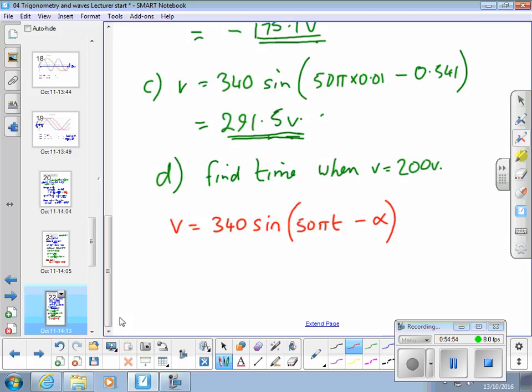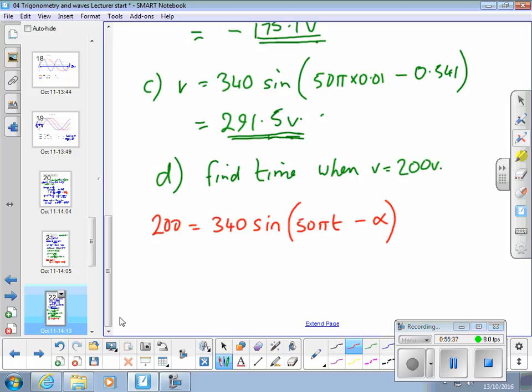Okay, I'm going to leave that as that. We want to find t. Let's replace this with the number 200. We want to find out when that equals 200. Remember, the brackets here contain a number that you're taking the sine of. So it's not quite the same as having x plus 3 in brackets.